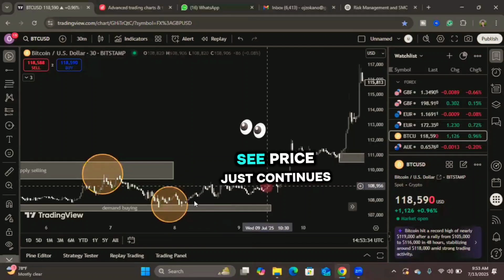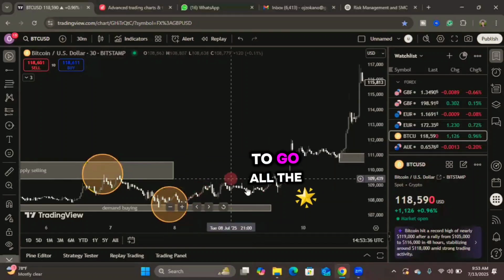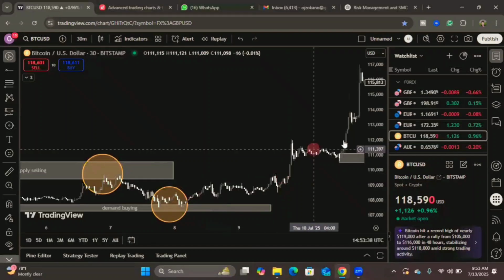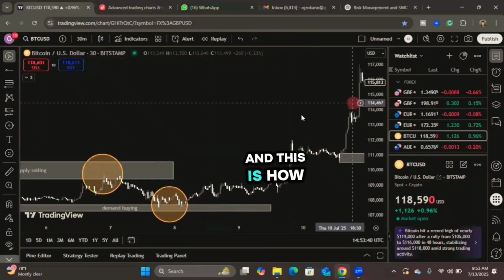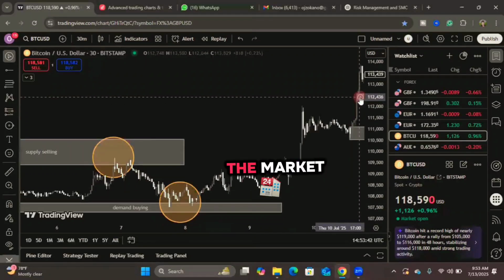And what do you see? Price just continues to go all the way up. And this is how we catch our move within the market. This is how we catch our supply and demand, right?